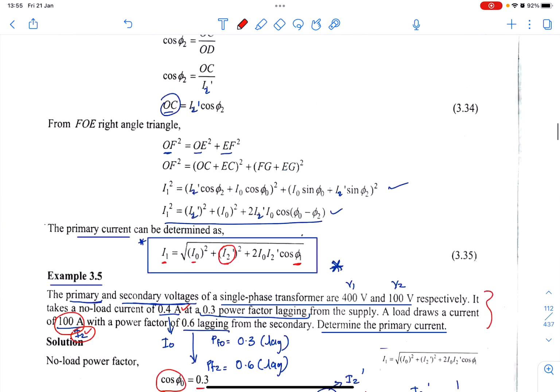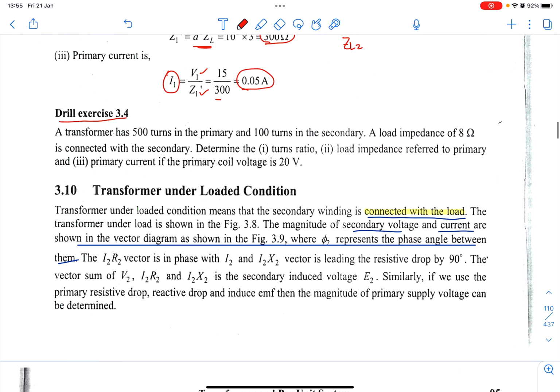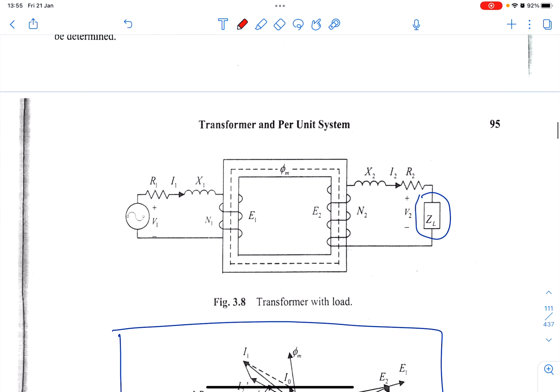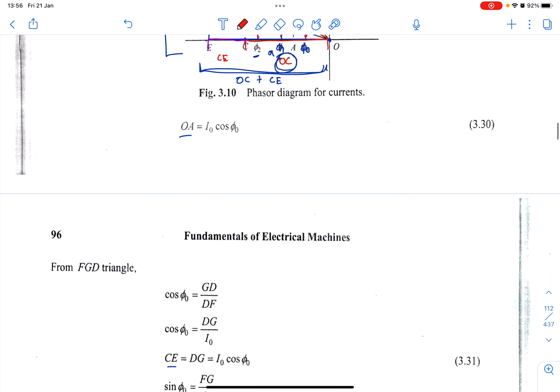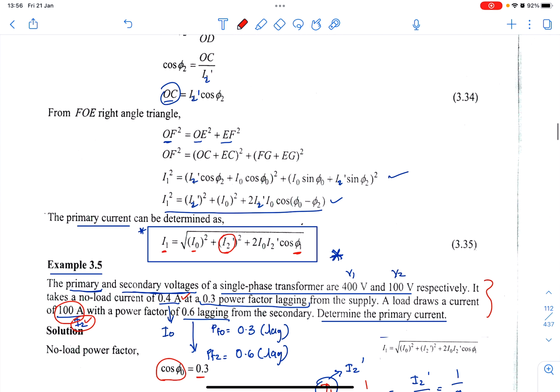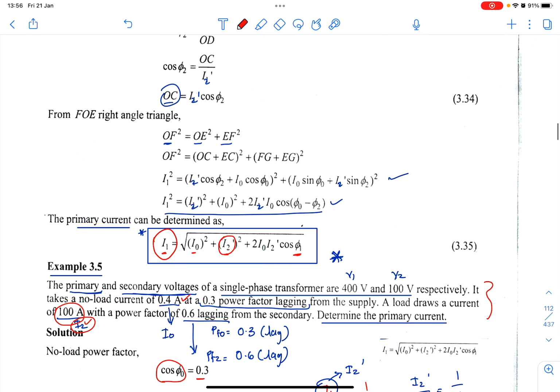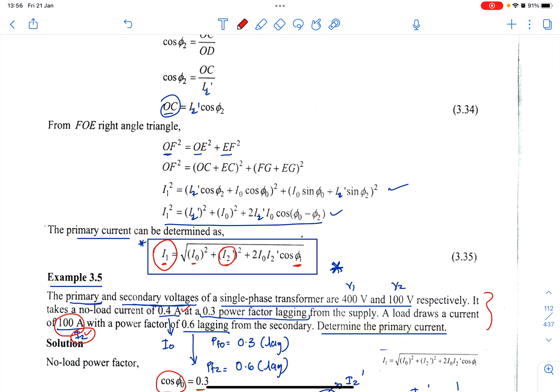And then finally, we already covered the transformer under loaded condition. Under loaded condition means that the secondary side has a load impedance. So during this time, we want to know what is the primary current when the transformer is loaded. So there is a derivation on how to calculate I1. So in the end, the formula to calculate I1 is this one.